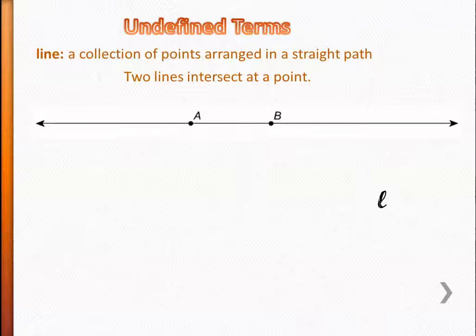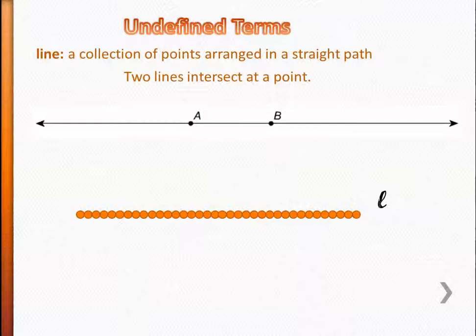And a line is just a collection of points. And here's an example. There's your collection of points. So we usually just put a couple arrows on the end of it to signify that it goes on indefinitely in both directions. And a line can be named by a single italic lowercase letter. In this example, the letter is L, or by any 2 points on the line, AB.